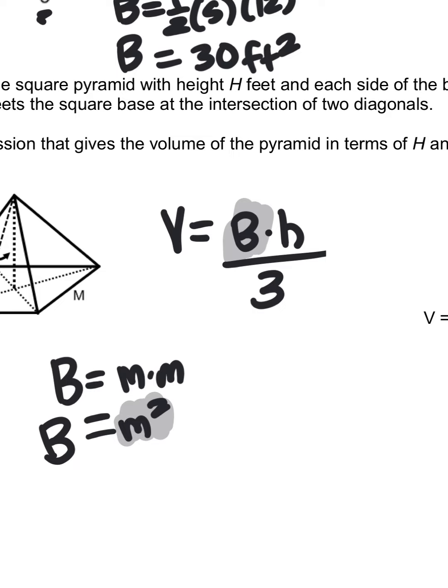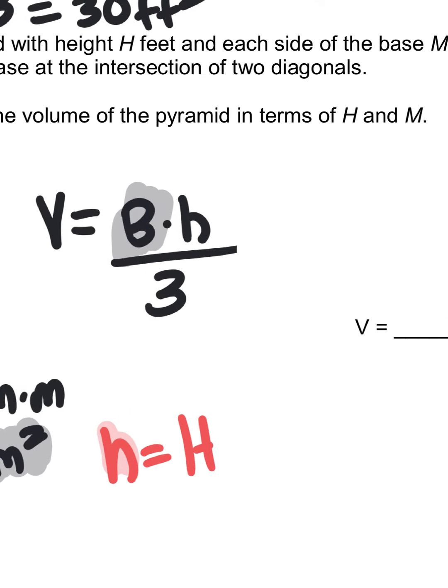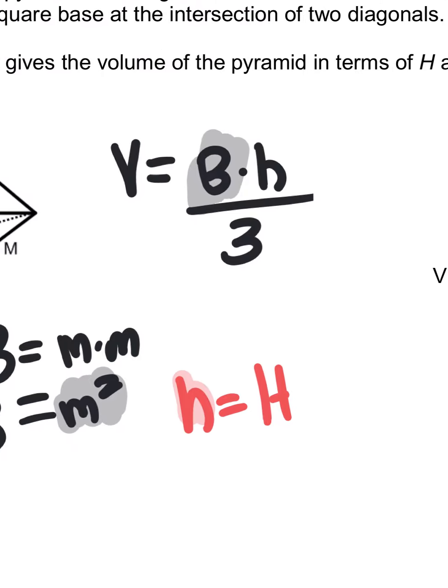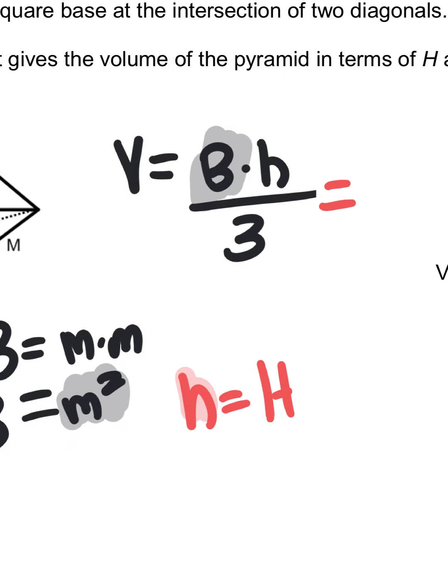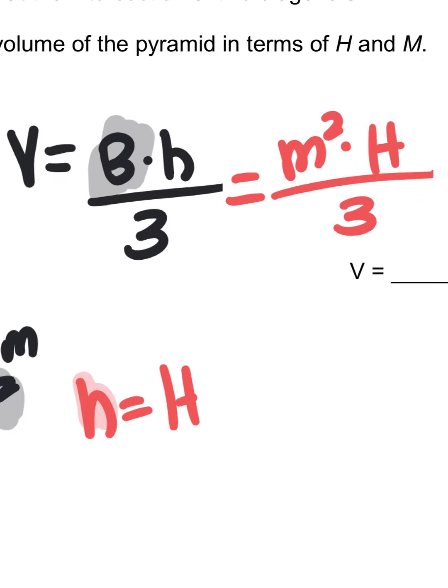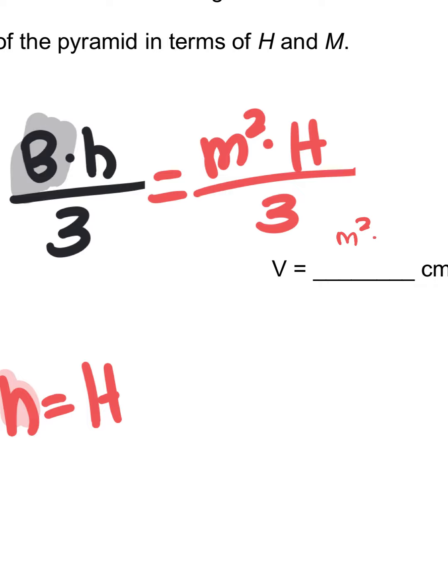Okay, so next up, let's find my height. They're just considering here the capital H. So my height is just capital H. So if I write this in terms of m squared and h, I would have to write this as m squared times capital H divided by 3. So my volume would just be m squared times h over 3.